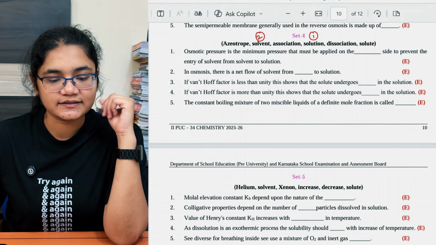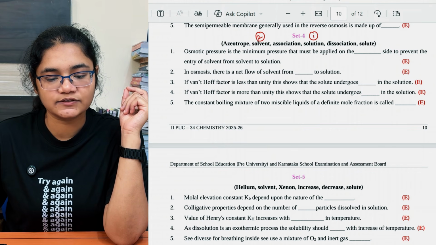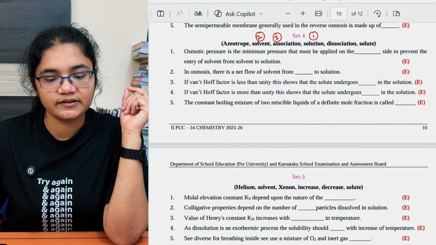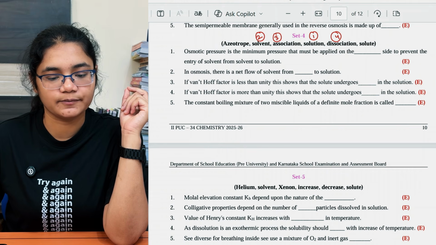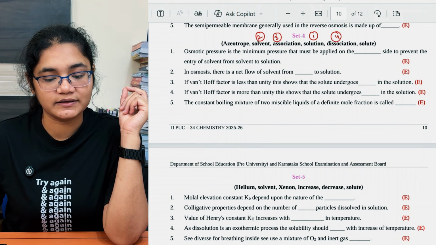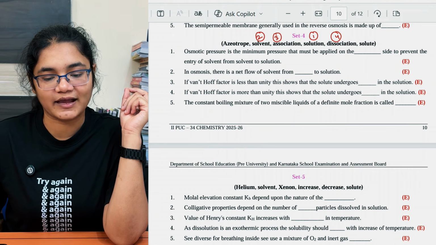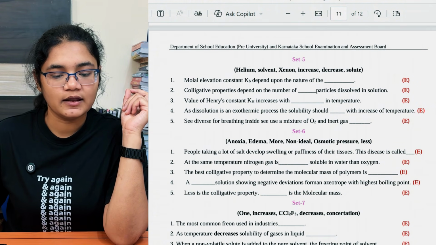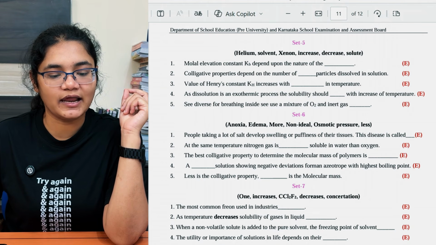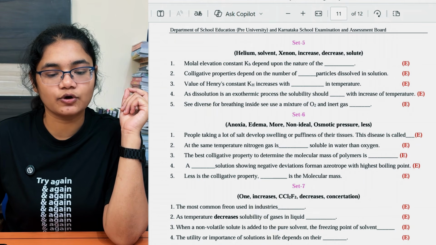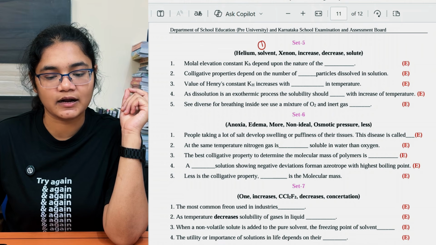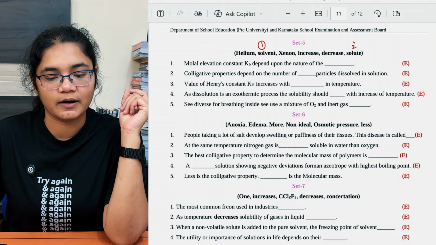Next, if van't Hoff factor is less than unity, this shows that the solute undergoes association. If van't Hoff factor is more than unity, this shows the solute undergoes dissociation. The constant boiling mixture of two miscible liquids of a definite mole fraction is called an azeotrope, when they have the same boiling point. Next, set 5: molar elevation constant Kb depends on the nature of the solvent. Colligative properties depend on the number of solute particles dissolved.